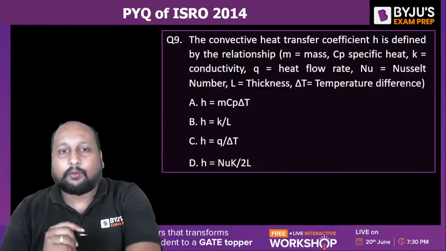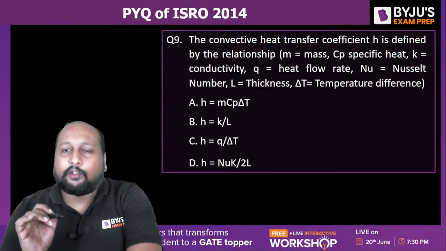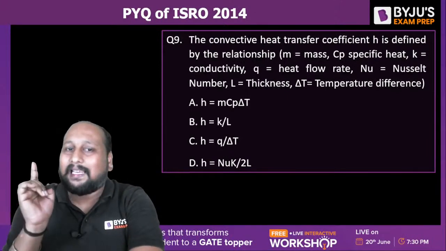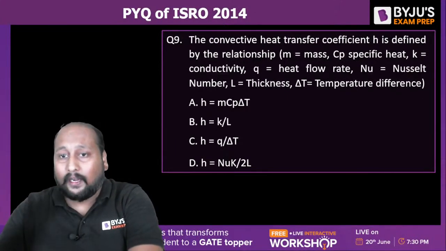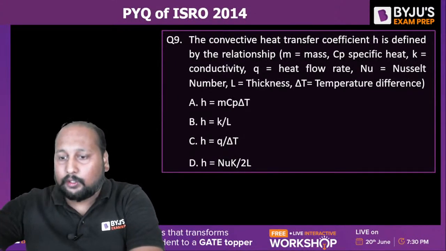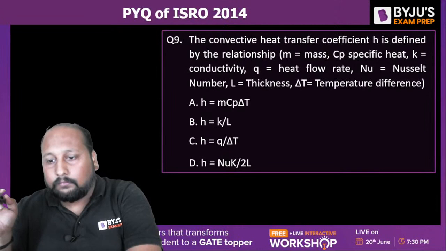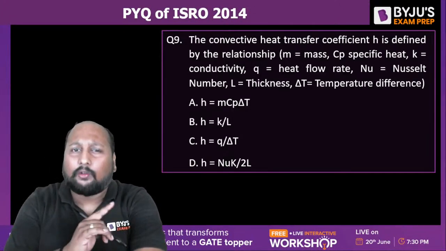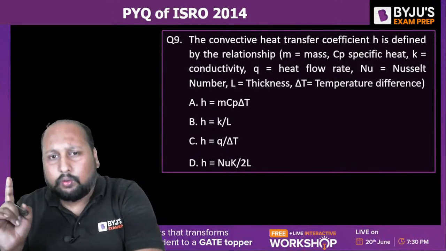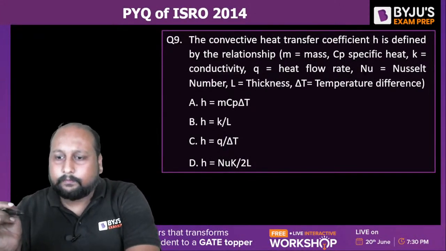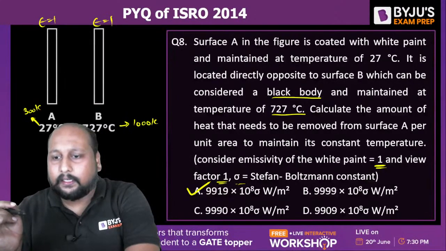Okay, chalo, next question. The convective heat transfer coefficient is defined by the relationship: mass is M, Cp is specific heat, K is thermal conductivity, Q is the heat flow rate, Nusselt number is Nu, L is thickness, delta T is the temperature difference. Exactly, we have taken 100 to the power 4 common. So this will be 10,000 minus 81. Correct. That is the answer.